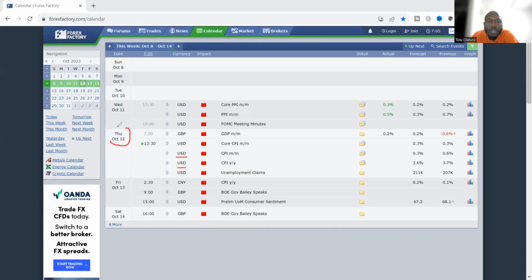Today, Thursday, October 12th, we have high impact news coming out by 1:30 p.m. I can see it is well loaded for the USD. CPI, Consumer Price Index, unemployment claims. Trust me, this is the data for today. And I don't want to know, the USD is bound to be volatile today.